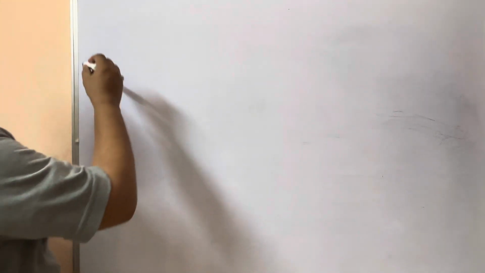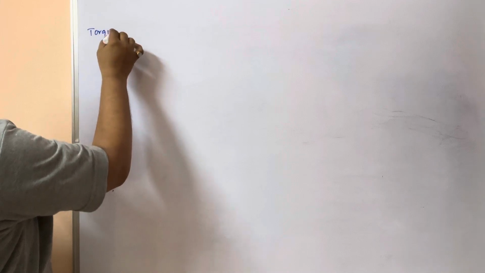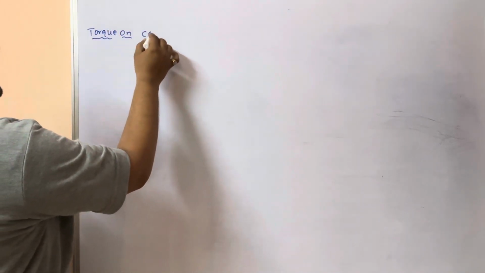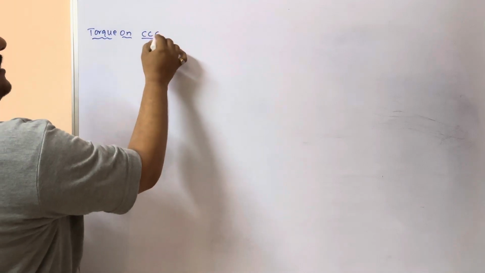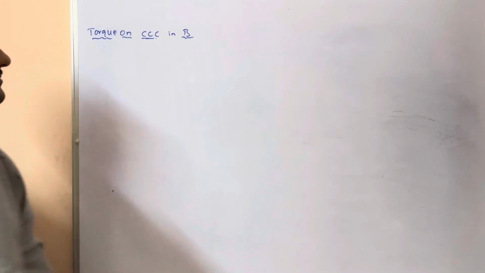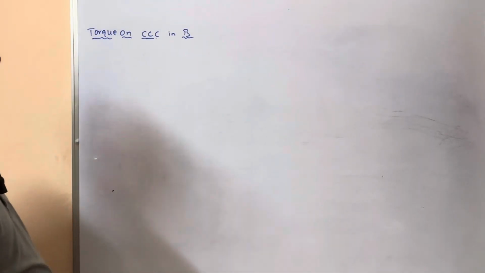In this class, we will discuss torque acting on a current carrying conductor or loop in a uniform magnetic field. In a uniform magnetic field, we are going to place one current carrying coil. How is torque going to act on this?